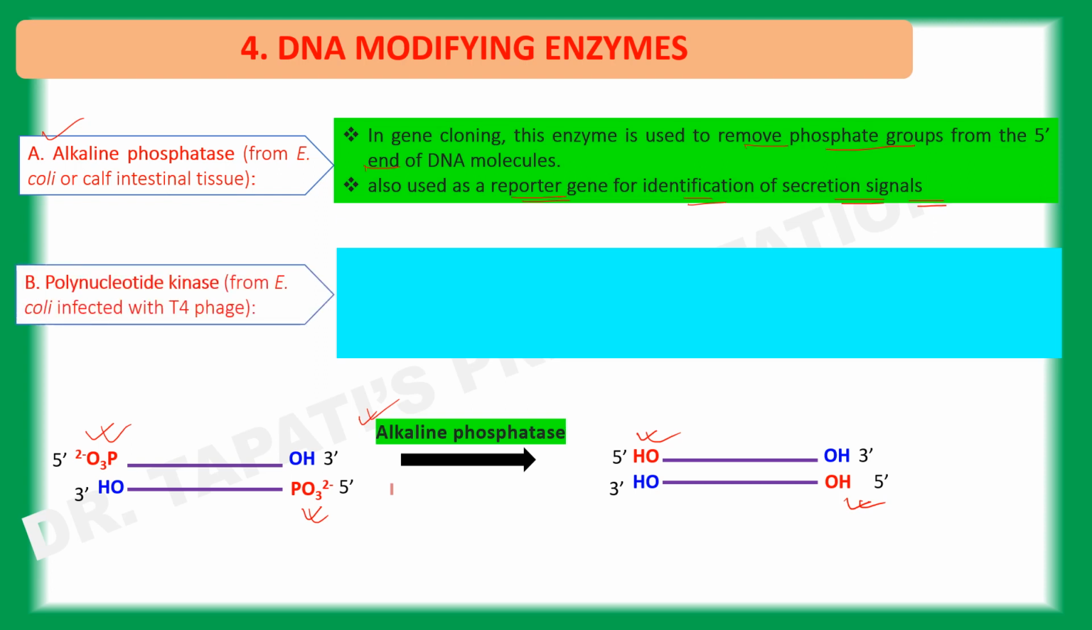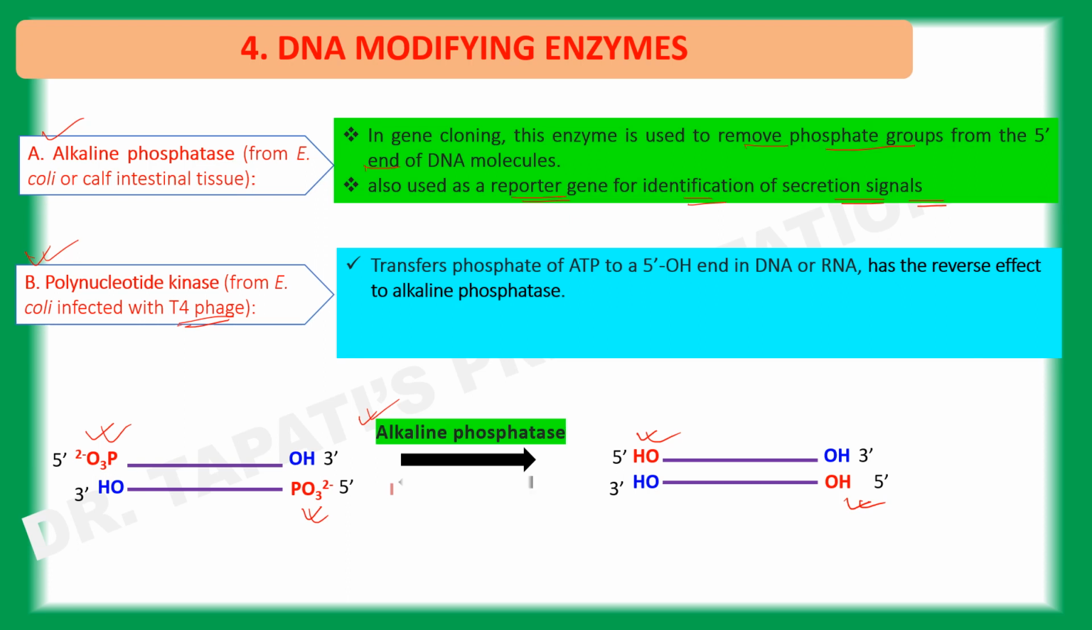Second example is polynucleotide kinase, which is obtained from E. coli infected with T4 virus. Now, in this case, it has a reverse effect to alkaline phosphatase. That means it transfers phosphate of ATP to a 5' OH end in DNA or RNA. In this figure, you can see that 5' OH of DNA is converted to 5' phosphate group by the action of polynucleotide kinase, which is just showing the opposite action of alkaline phosphatase.